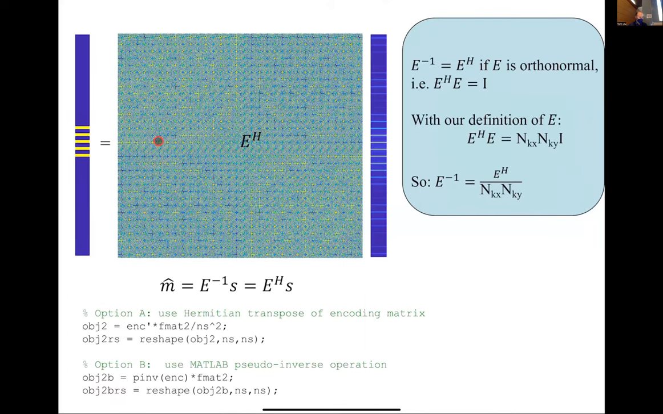So let's remind ourselves once again, in the fully sampled case, E inverse is just E^H S. Now it turns out that depending on how you define these terms, ideally E^H E equals I, so the norm of each row is one. But in MATLAB, the definition has it such that it's equal to NX, NKX, NKY times I. That's okay because you could just take your E Hermitian and divide it by this number. We're not going to worry about that, but it's a detail that if you look at the MATLAB code, it divides by this term here.